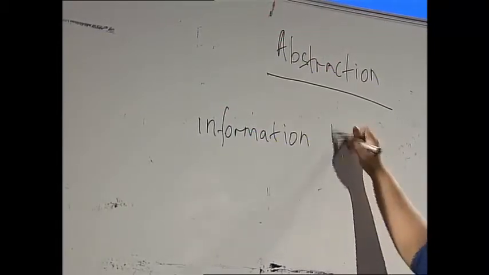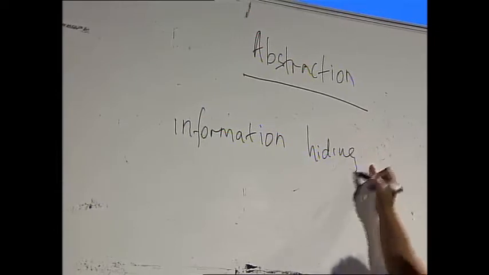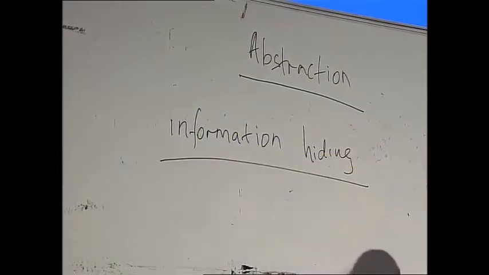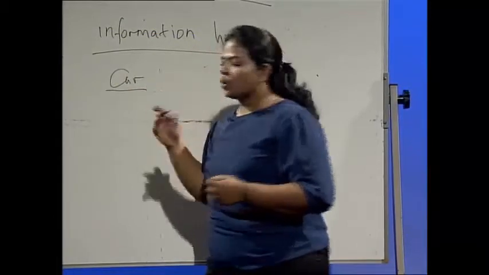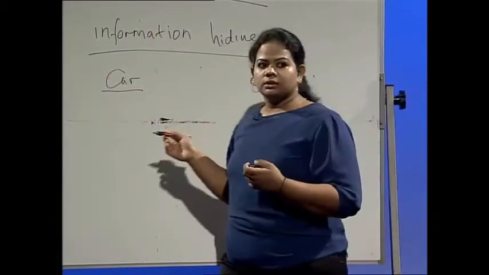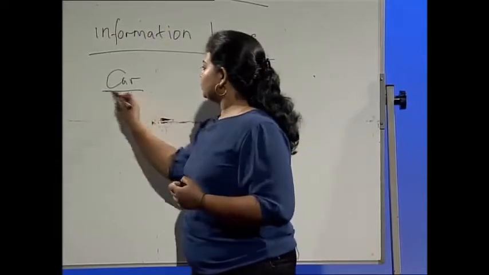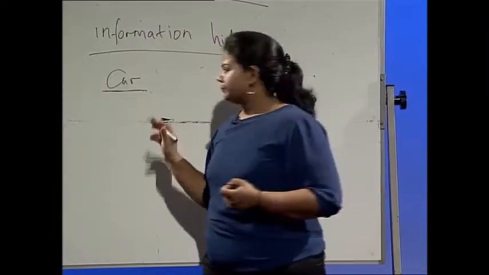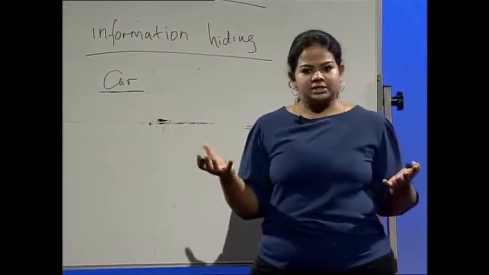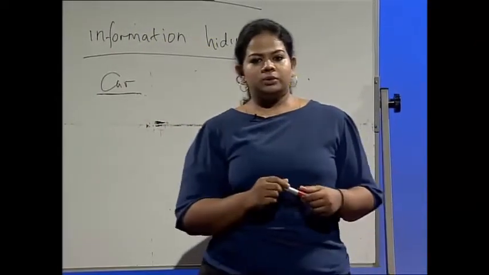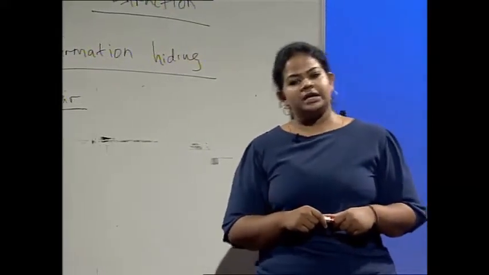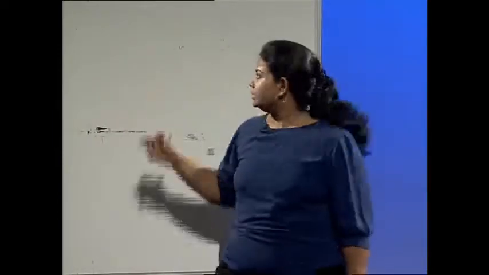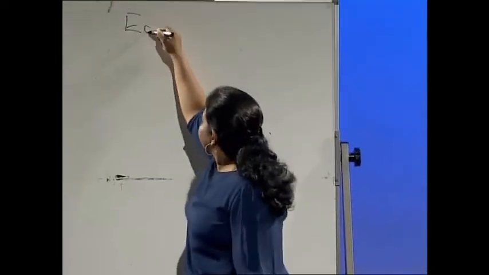So it's information hiding. So we were talking about a car example. So basically we are only focusing on the outer and not the internal details. Now, since we have looked into abstraction, let's move on to encapsulation. So now we are going to talk about encapsulation, the final concept.